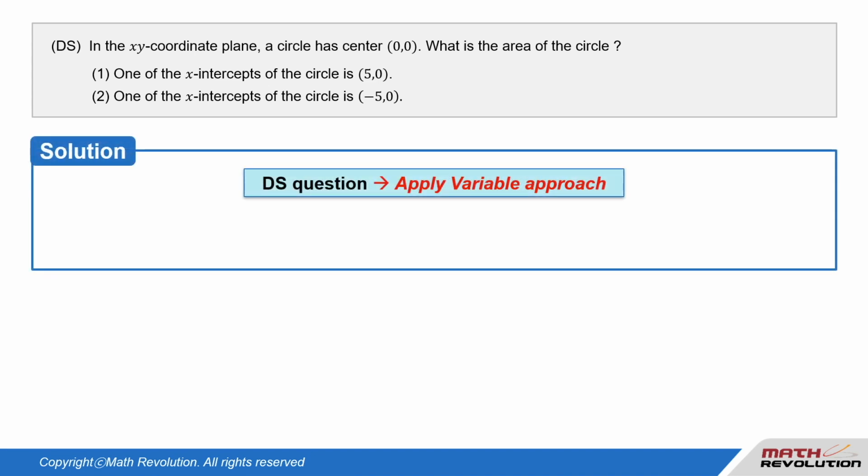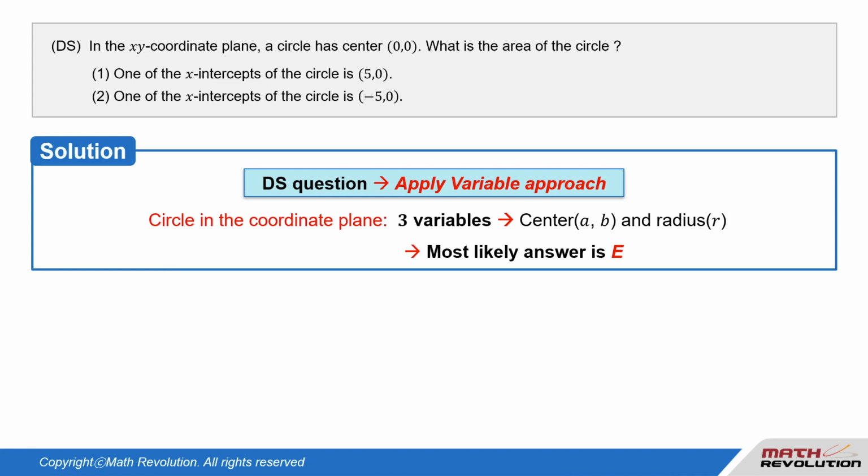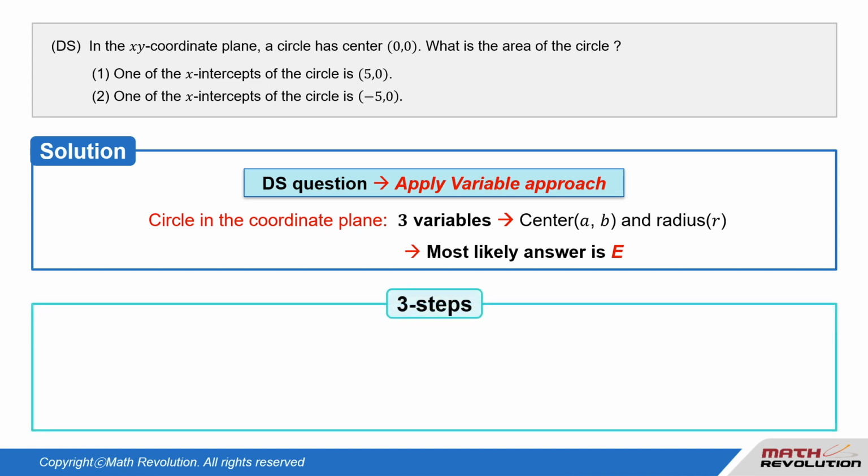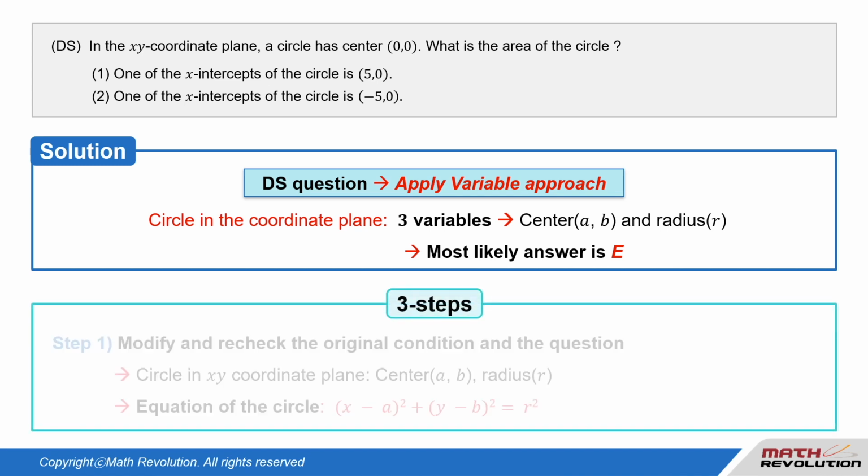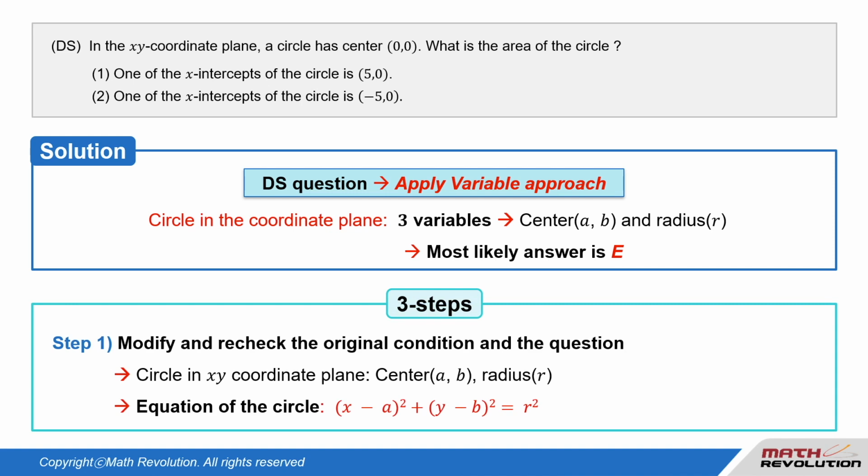Solution. Let's solve this DS question using the variable approach. The circle in the coordinate plane has three variables, which are its center, (a, b), and its radius, so E is the most likely answer. Let's apply the three steps suggested previously. Follow the first step of the variable approach by modifying and rechecking the original conditions and the question.